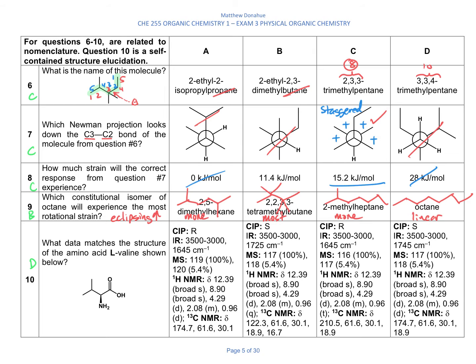Question 10 says, what data matches the structure of the amino acid valine shown? And so valine is this amino acid with the isopropyl side chain at the alpha position. So it says L, that's another stereochemical indicator.